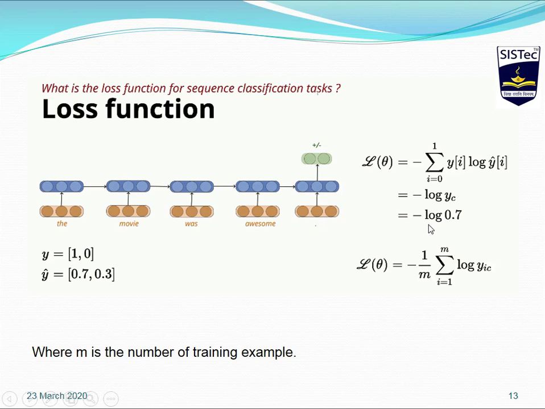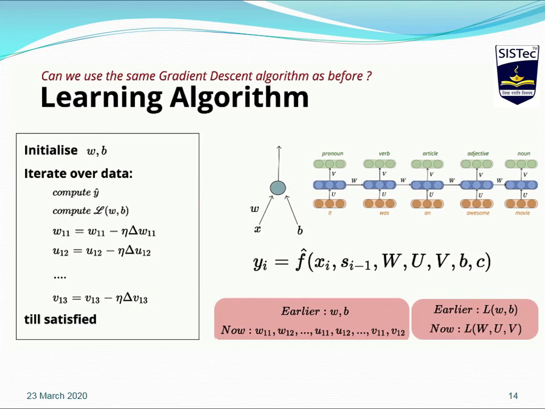Okay. If we are interested in finding the average loss of the model, the formula for calculating the average loss is given by minus 1 upon n, summation of log y_ic, where i equals 1 to m, where i represents the number of training examples. So this will give the average loss for the model.